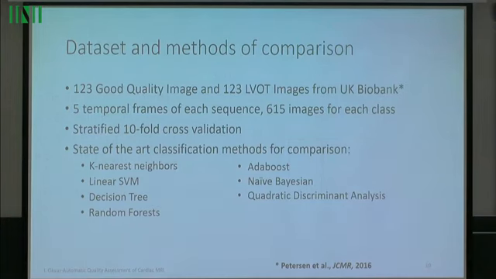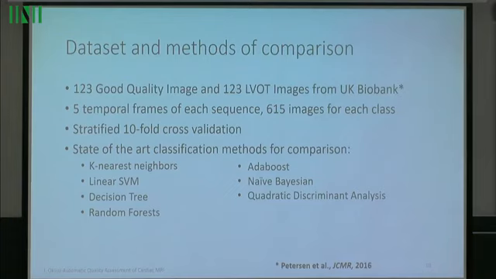We evaluated our algorithm on a sub-cohort of the UK Biobank dataset, which consists of 123 correctly planned 4-chamber CineMR acquisitions and 123 4-chamber acquisitions which included LVOT, so, as a result of poor planning. 5 temporal frames of each sequence were used to increase the amount of training data. This adds up to 615 examples for each class.